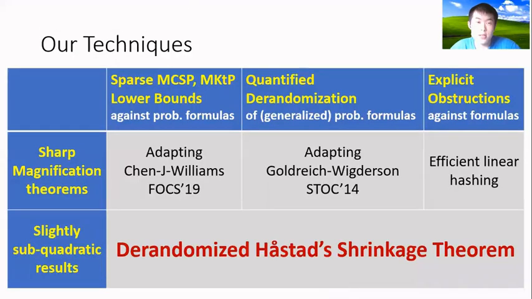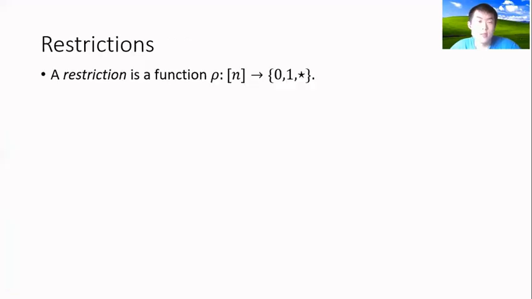Now let's look at our proof techniques of the slightly subquadratic results. For all of these three results, the technical ingredient is the same, which is a de-randomized version of Hastad's shrinkage theorem. Now let's look at this result. First, we have some definitions. A restriction is a function rho which maps from all the n input coordinates into 0, 1, and star. If rho of I is 0 or 1, then it means that we fix the ith input bit to 0 or 1. And if rho of I is a star, then it means that we don't fix the ith input bit.